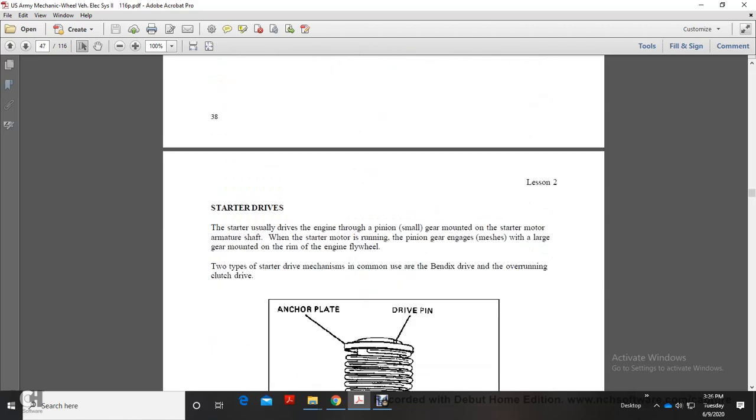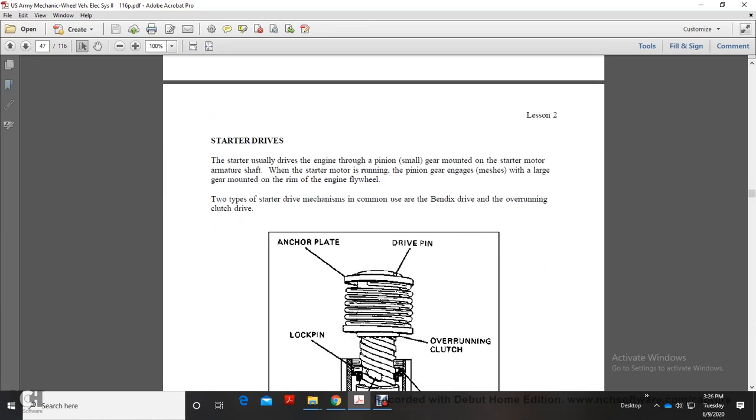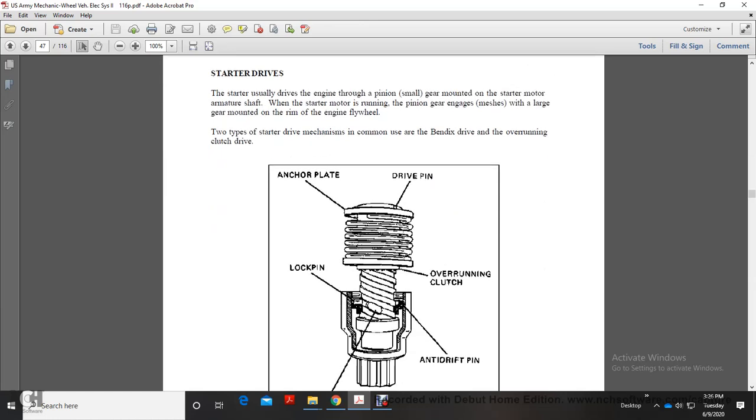Starter drive. The starter usually drives the engine through a small pinion gear mounted on the armature shaft of the starter motor. The pinion gear on the end engages and meshes with the large gear mounted on the rim of the engine flywheel.